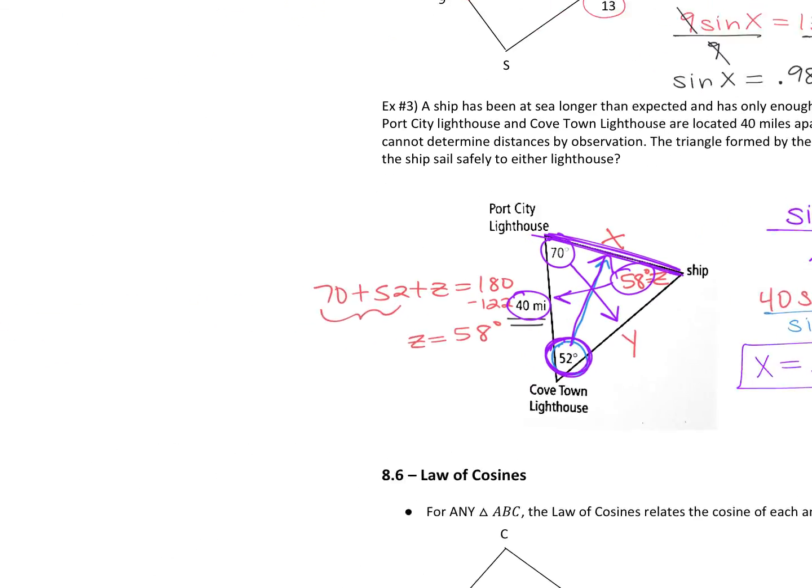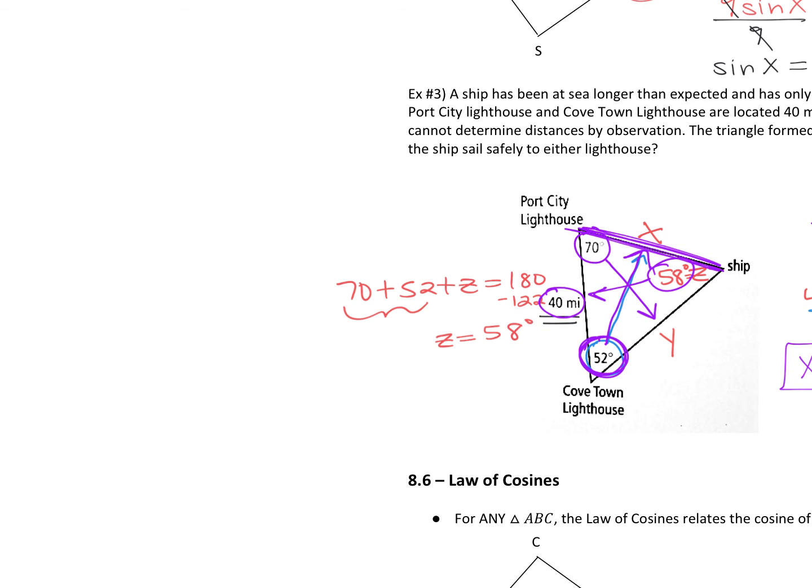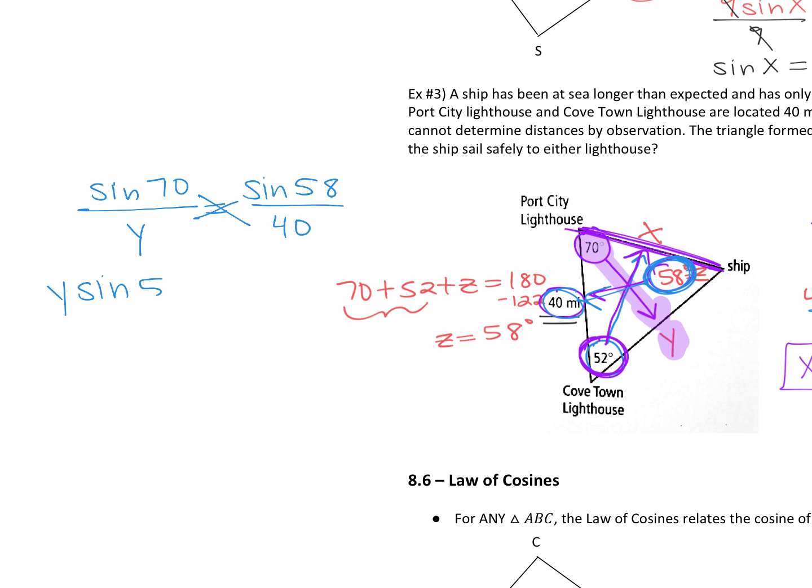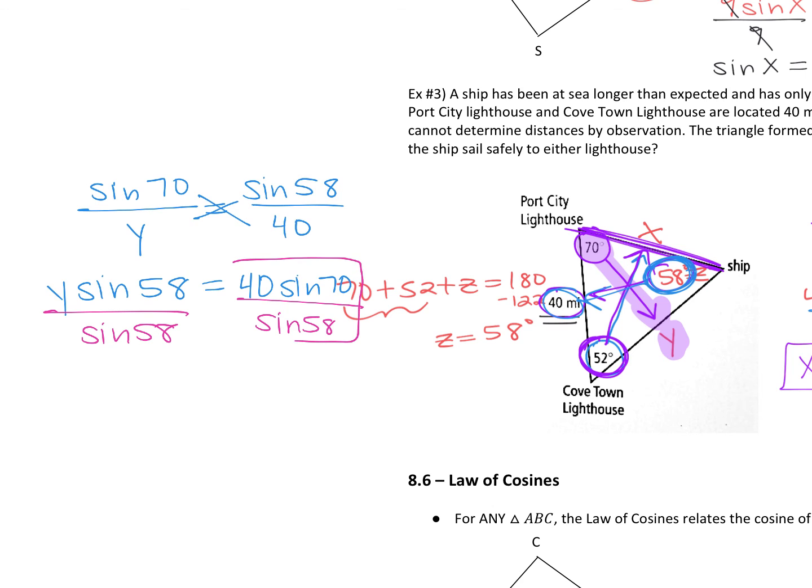I'm going to do that one over here just to keep it separate. So the idea is the same. We're going to take the angle with the side across from it, right? So sine 70 over Y should equal, and now you're going to use the same thing from the last one, sine 58 over 40. Okay, so cross multiply that. You get Y sine 58 equals 40 sine 70. Last step, divide by sine 58. So you're plugging this into your calculator, make sure you finish off your parenthesis. 40 sine 70 parenthesis divided by sine 58.